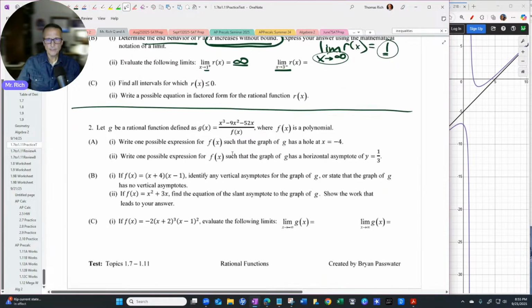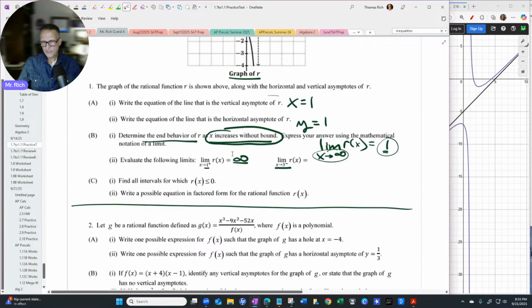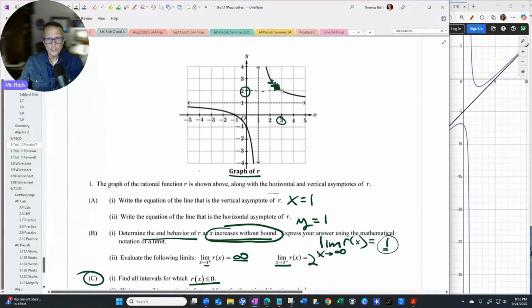And so that is my answer. This answer right here is the number 2. The last part of number 1 on this free response is find all intervals for which the function is less than or equal to 0. Well, when is it less than or equal to 0? It's going to be only on this section right here.